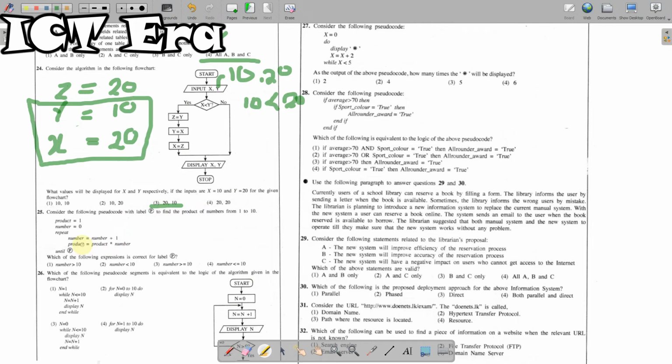Then the next one, 25th. Consider the following pseudocode with label P to find products of numbers from 1 to 10. From 1 to 10 means what should be the label for P? It should be number less than or equals to 10.